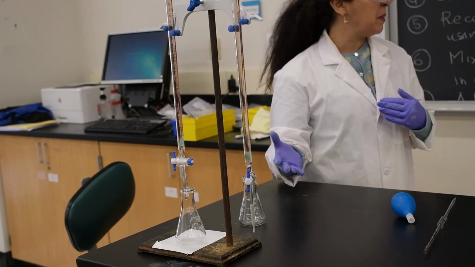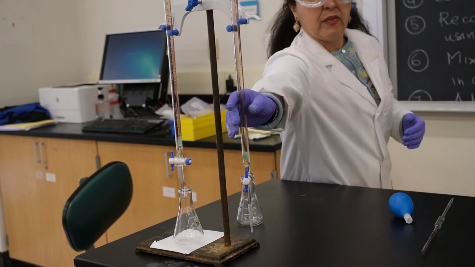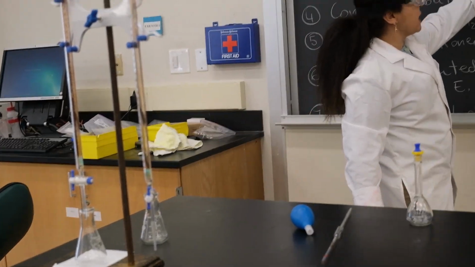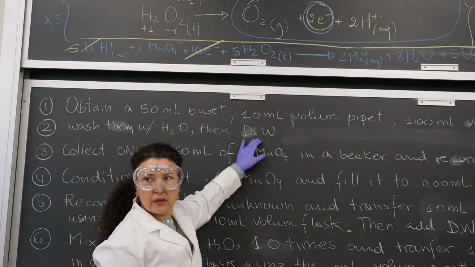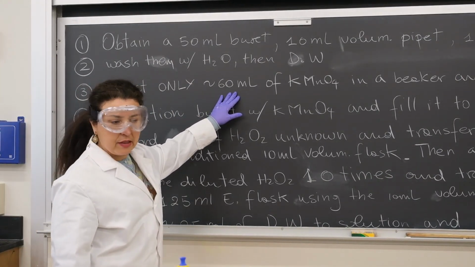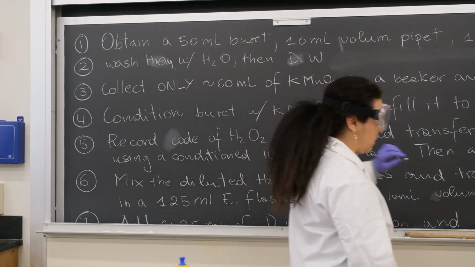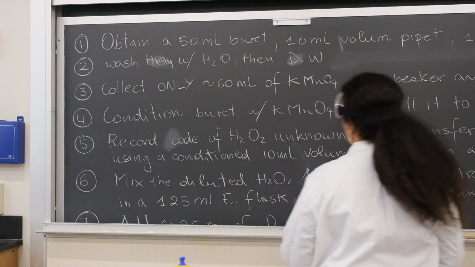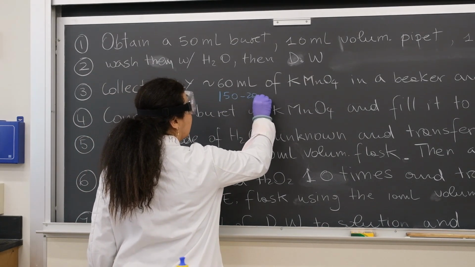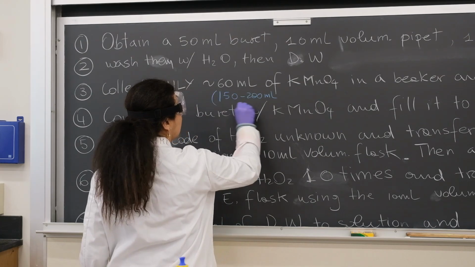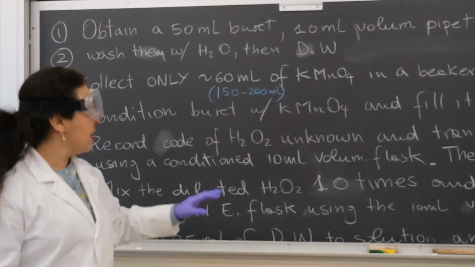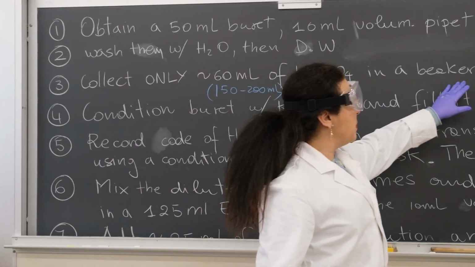Otherwise, we switch the burette. After we wash with water, we rinse everything with the deionized water. Okay? And so we are going to collect only 60 milliliters of potassium permanganate and not 150 to 200 like is written in the manual, because we don't want to waste the permanganate. And we're going to put it in a beaker.